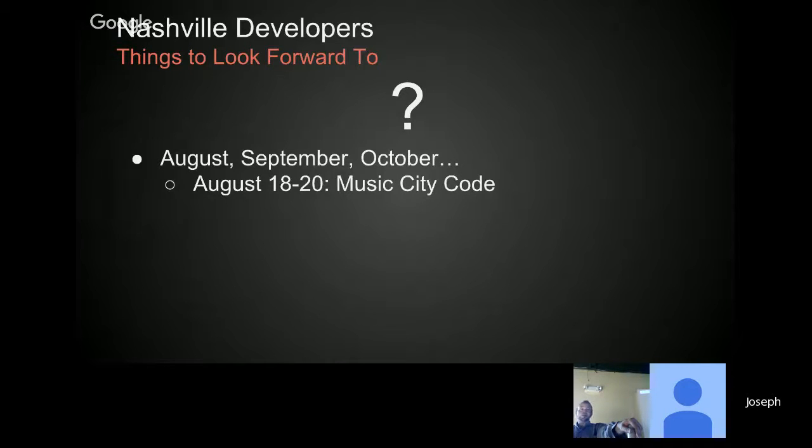Also, if you didn't know, in the coming months, on August 18th and 20th, there's a conference called Music City Code, and it's at the Lipscomb Swang Business Center. It's going to be a 2-day event, a lot of tech talks, speakers. I think they're looking at having code labs and a hackathon associated with it.